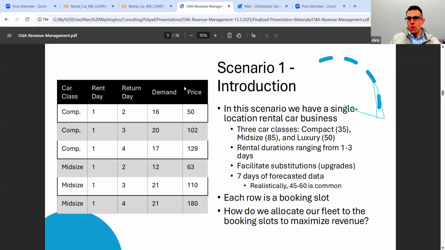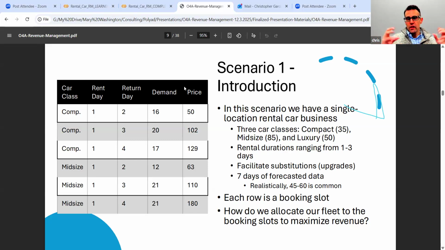In reality, there's a lot more. You can have 1 to 4 days, and up to a week is pretty common. Sometimes people will rent a car for a whole week, and past that is also possible. But in either case, if we just have 1 to 3 day durations, that gets the essence, which is that we have a fixed set of durations here.